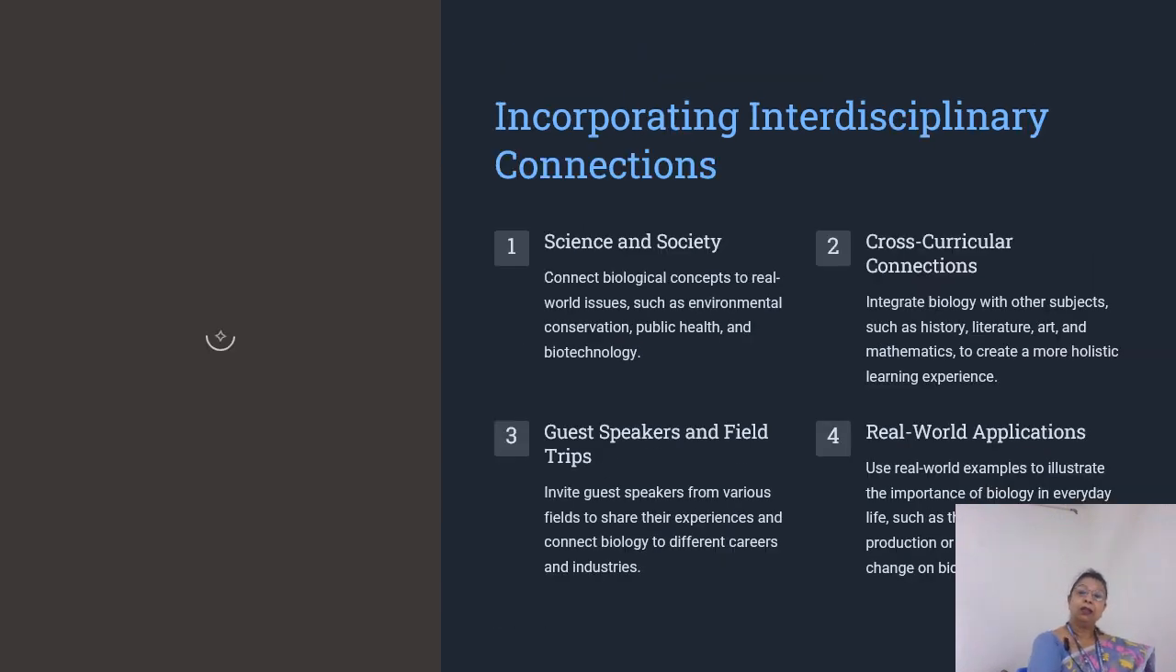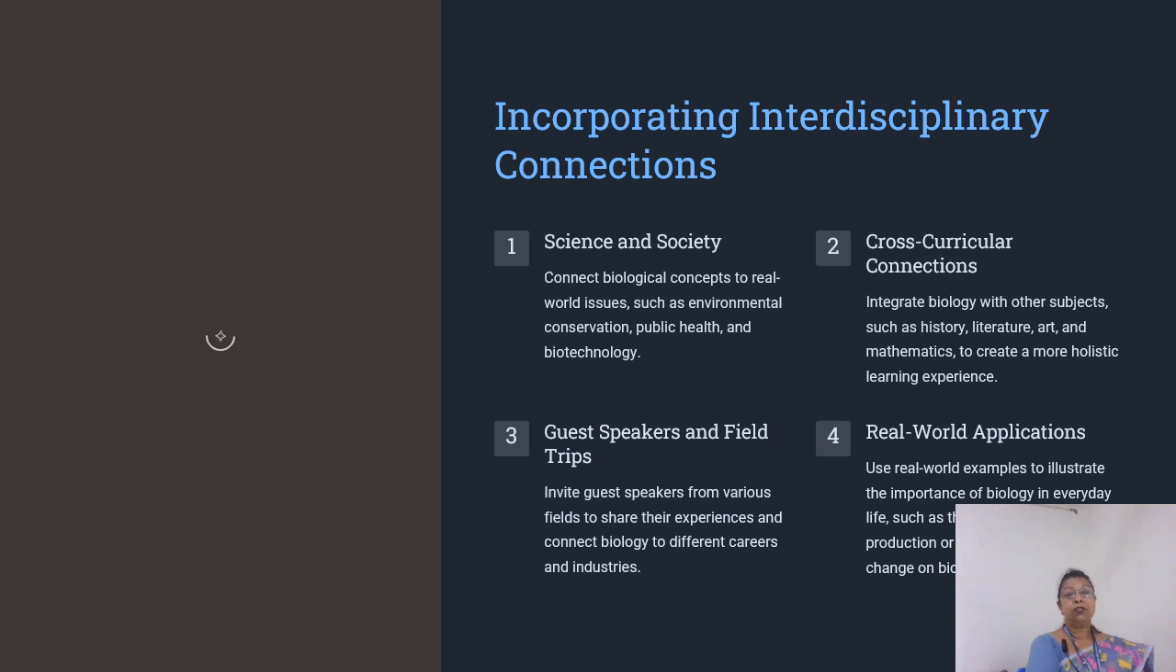Next, we can develop trust in the students by incorporating interdisciplinary connections. Interdisciplinary connections: biology doesn't exist in isolation. We can connect biological concepts to real-world issues like public health or environmental conservation. Cross-curricular connections with subjects like history or math provide a well-rounded learning experience.